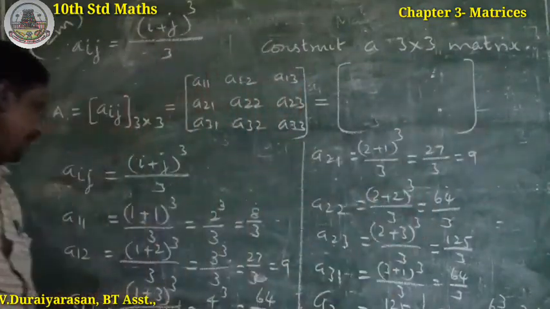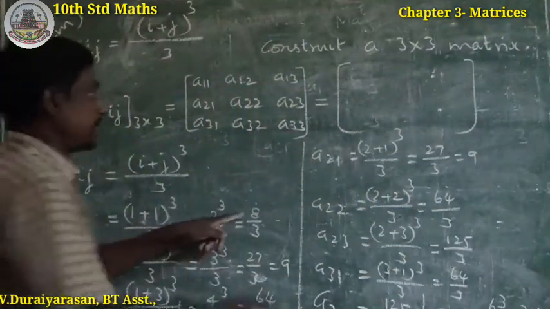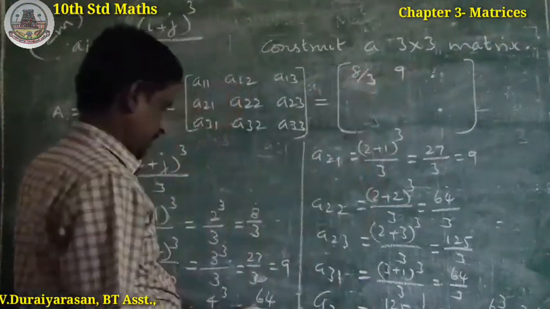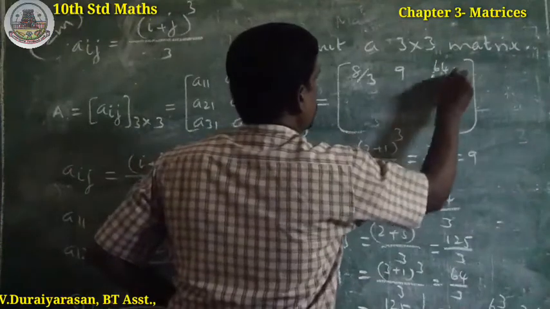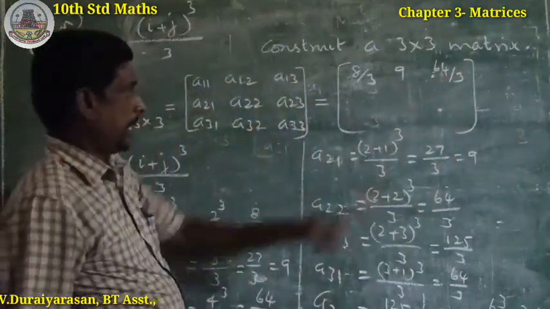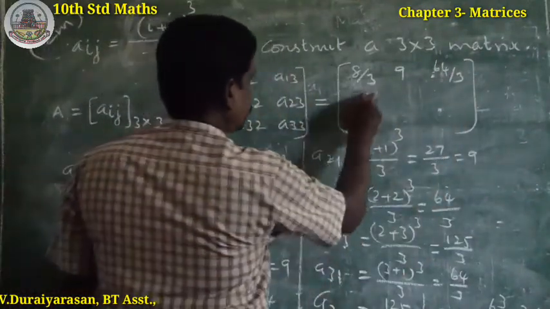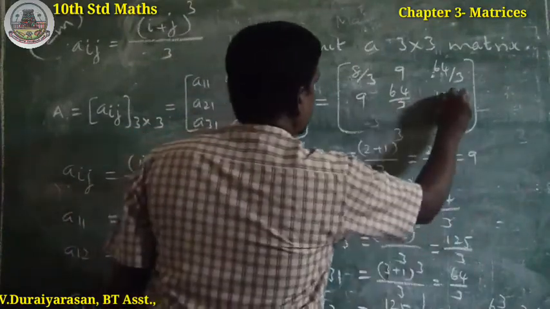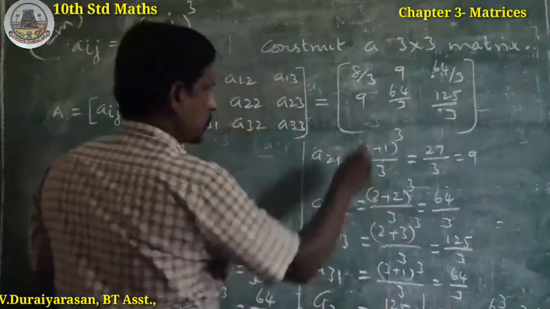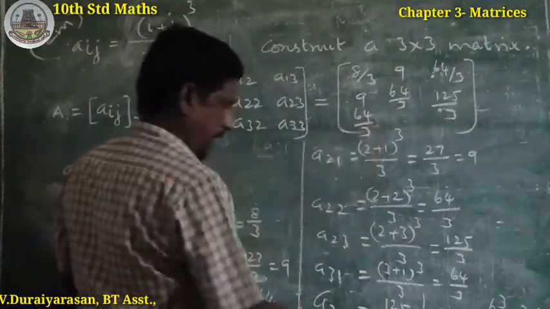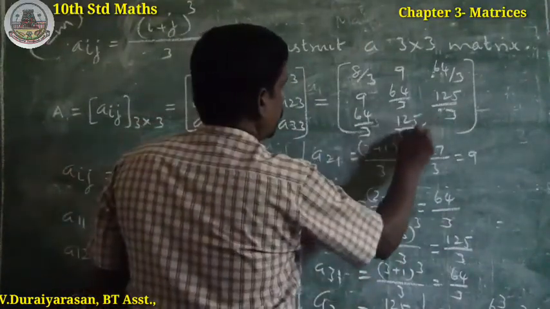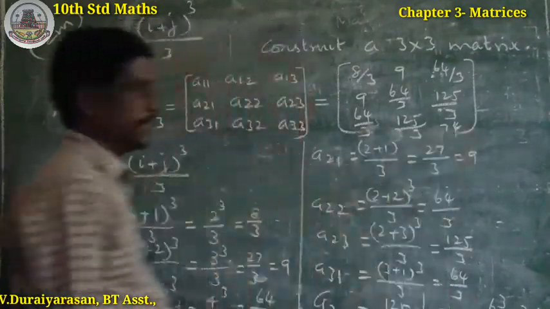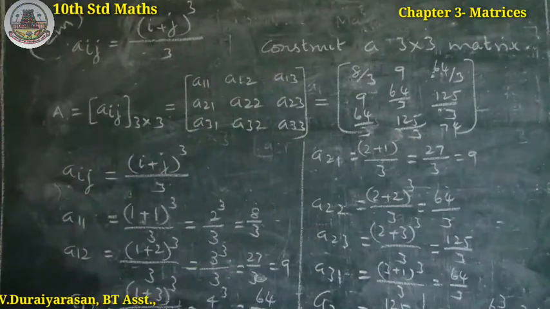What are the elements? 8 by 3, 9, 64 by 3, 9, 64 by 3, 125 by 3. Next, 64 by 3, 125 by 3, 72. That's all. Next 2 more questions.